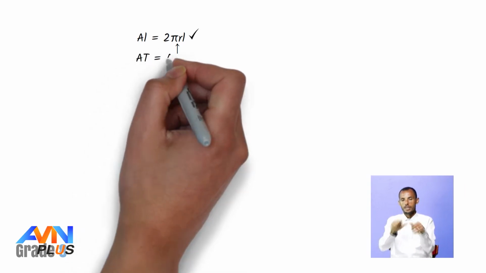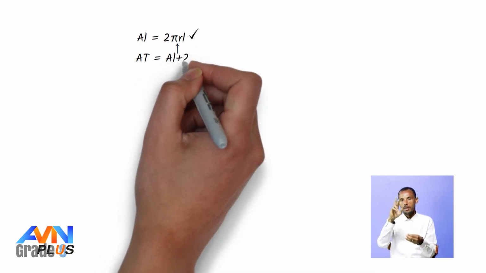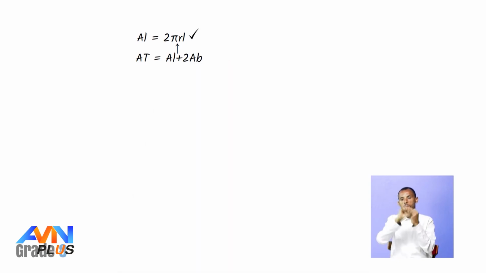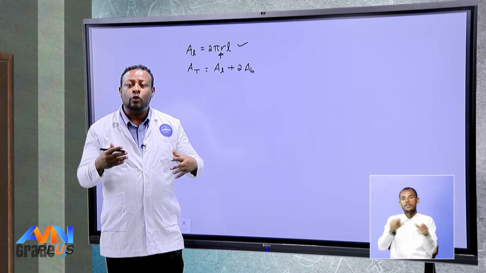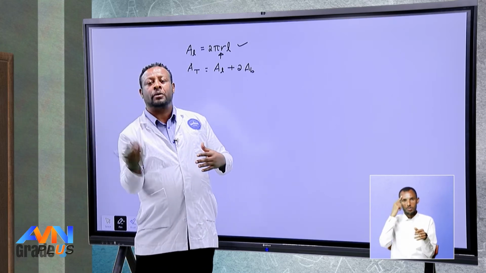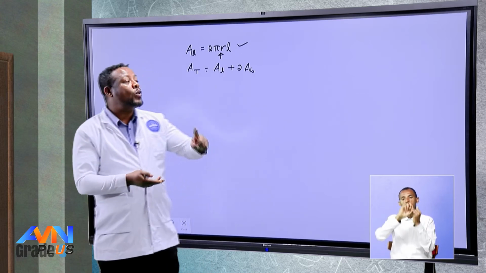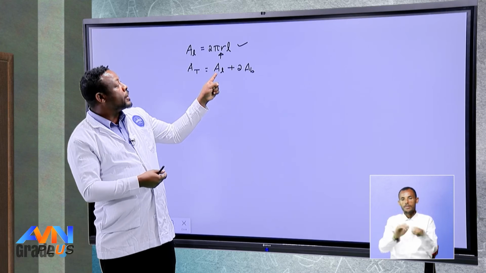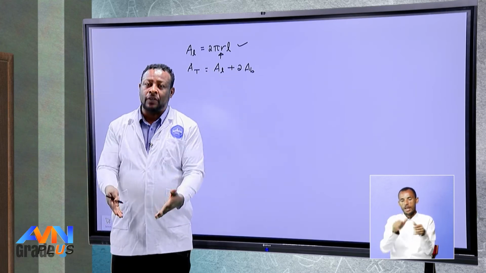The total surface area of a cylinder is given by the sum of the lateral surface area plus 2 times the area of the bases. Whenever we say total surface area, we are assuming the area of the curved part and the area of the two bases. That's why we write the total surface area as the sum of the lateral surface area plus 2 times the area of the base.